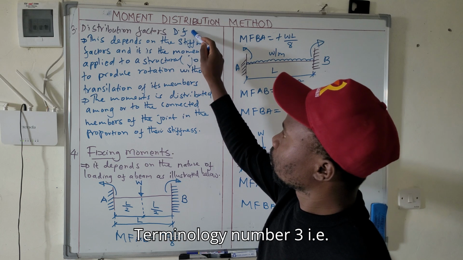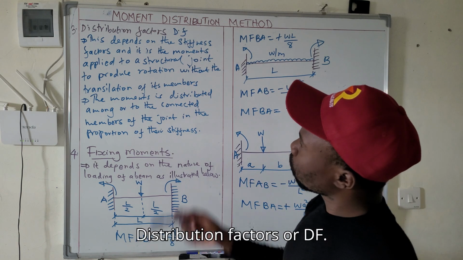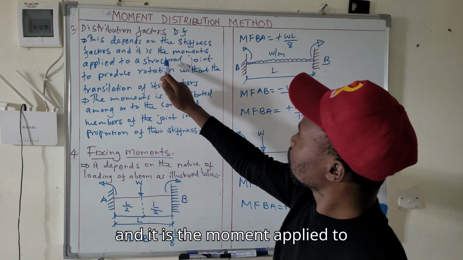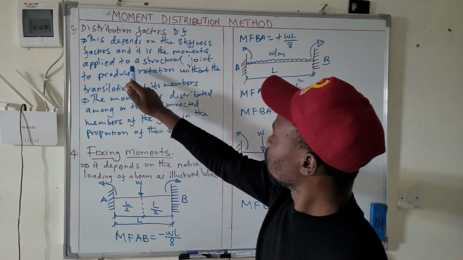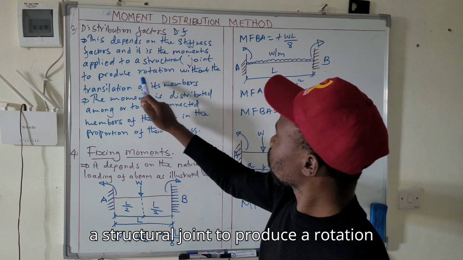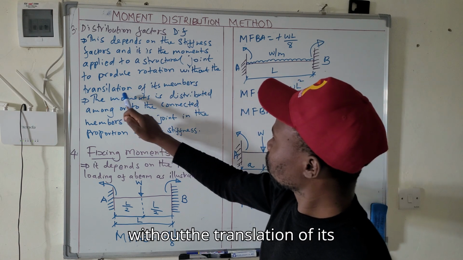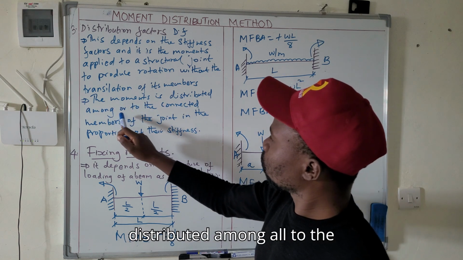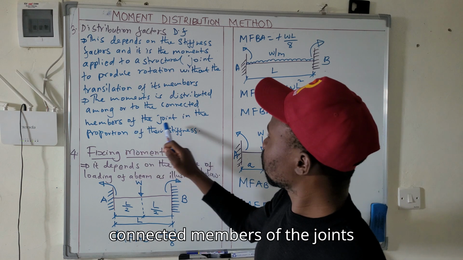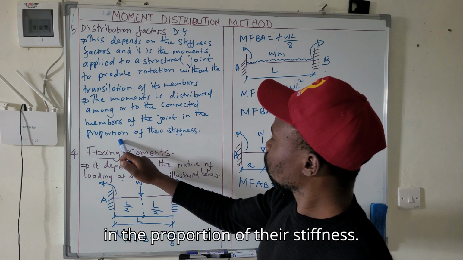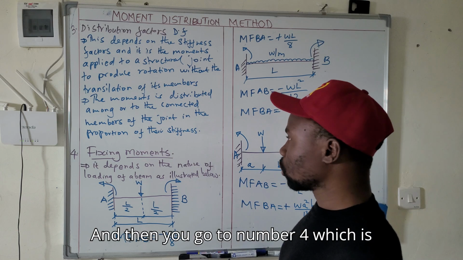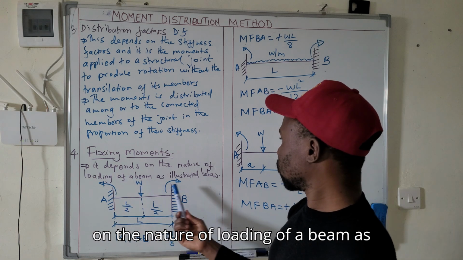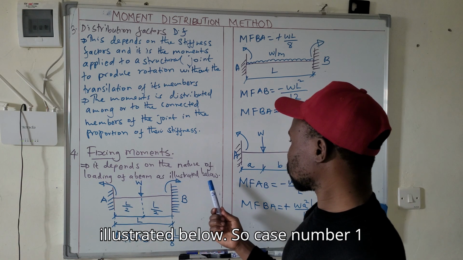Terminology number three, that is distribution factors or DF. These depend on the stiffness factors, and it is the moment applied to a structural joint to produce a rotation without the translation of its members. So the moment is distributed among all the connected members of the joint in proportion to their stiffness. And then you go to number four, which is fixing moments. It depends on the nature of loading of a beam as illustrated below.